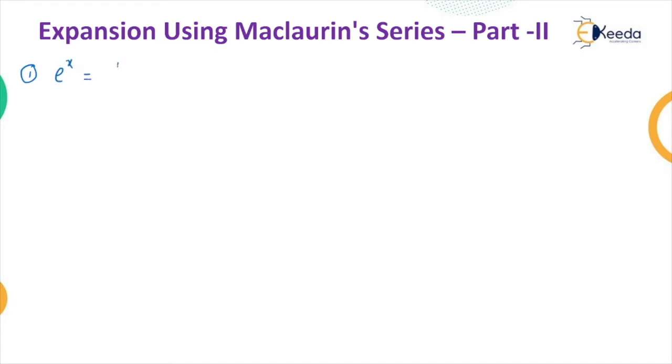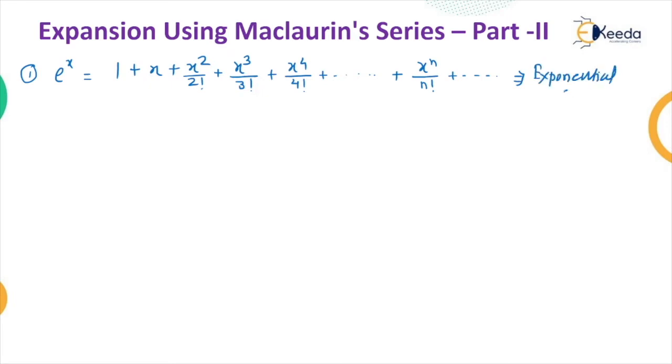That is equal to 1 plus x square upon 2 factorial plus x cube upon 3 factorial plus x raised to 4 upon 4 factorial plus and so on. If we write the nth term, plus x raised to n divided by n factorial plus and so on. This is called the exponential series of e to the power x.